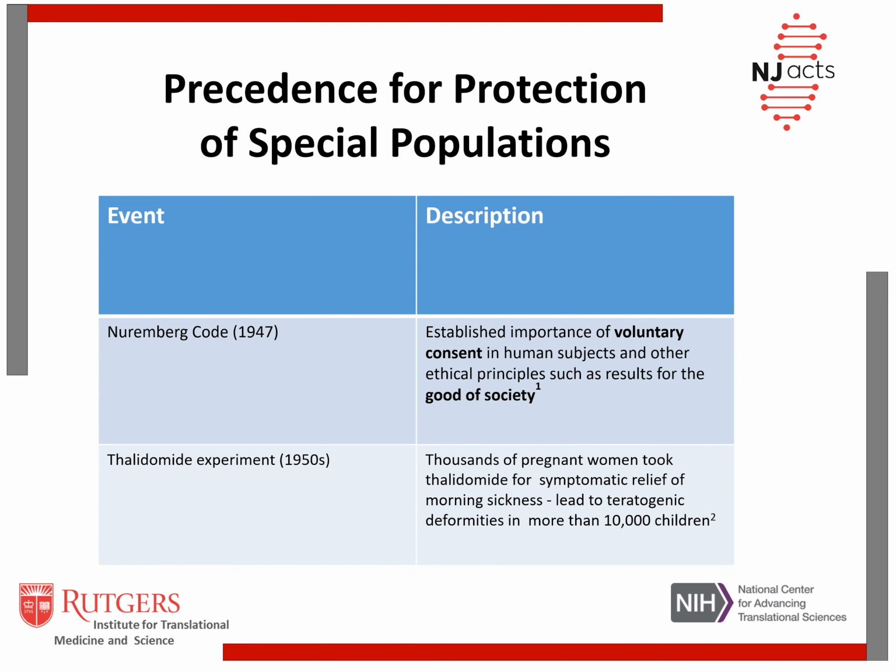Now we will discuss some history that precipitated the need for protection of special populations. First, we have the Nuremberg Code, which established the importance of voluntary consent in human subjects and other ethical principles such as results for the good of society. The thalidomide experiment took place in the 1950s, where thousands of pregnant women took thalidomide for symptomatic relief of morning sickness, which led to teratogenic deformities in more than 10,000 children.